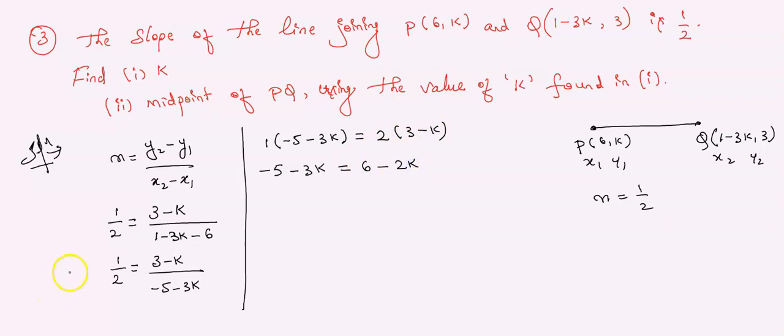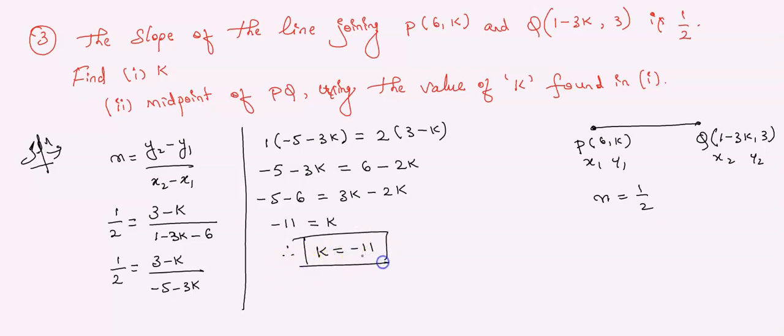Now shall we take k terms one side and constant terms the other side. Minus 5 plus 6 comes this side, it becomes minus 6 is equal to minus 3k goes that side, it becomes plus 3k minus 2k. Done. Minus 6 minus 5 is minus 11 is equal to 3k minus 2k is k. Now we got the value of k. The value of k is minus 11. So this is our final answer of option number 1.